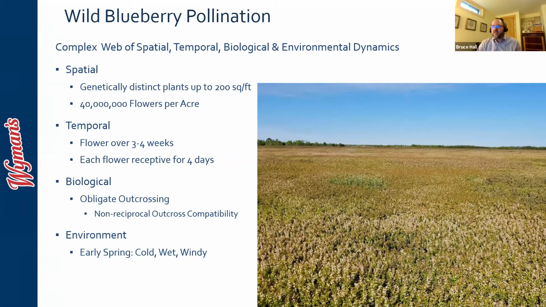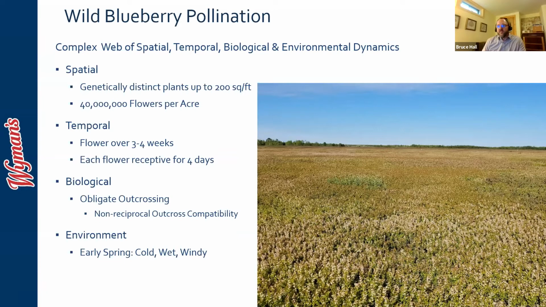Within an acre, there's approximately 40 million flowers that will bloom per bloom time. The pollination season lasts for 3 to 4 weeks. So those 40 million flowers in this picture that you see here do not all flower at the exact same time. Some flower today, some flower tomorrow, and that goes on for 3 to 4 weeks. And it's really driven by genetics.